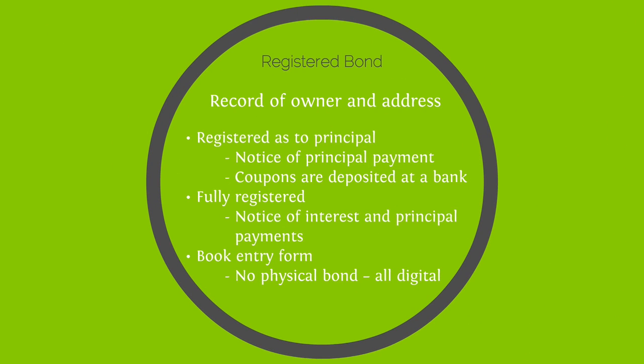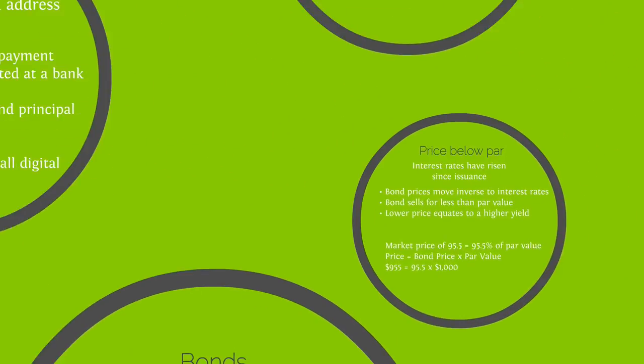Registered bonds are where there's a record of the owner and address for purposes of paying the principal or the principal and interest. Book entry form is when there's no physical bond at all, it's completely digital.